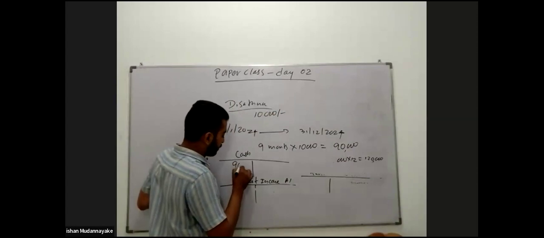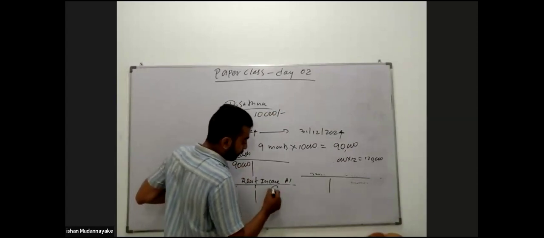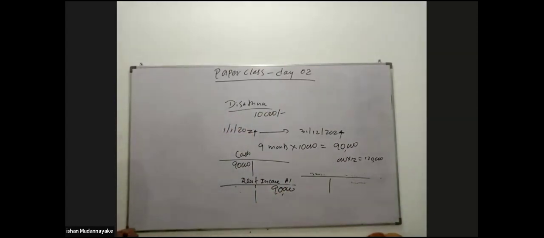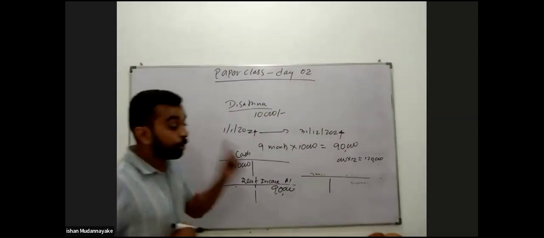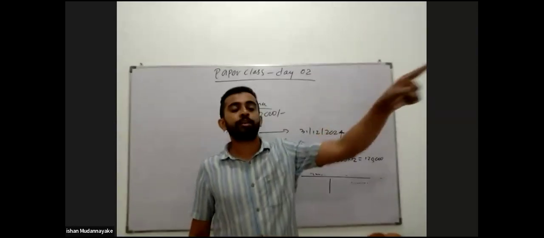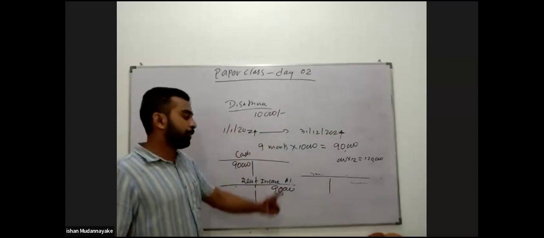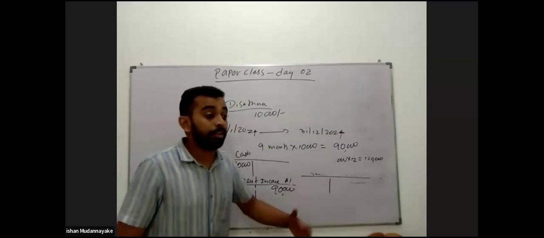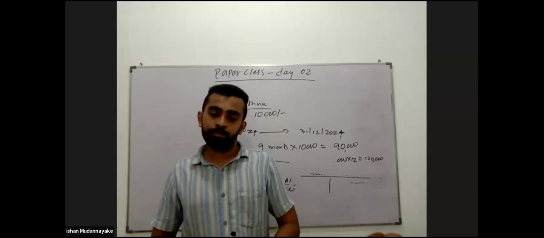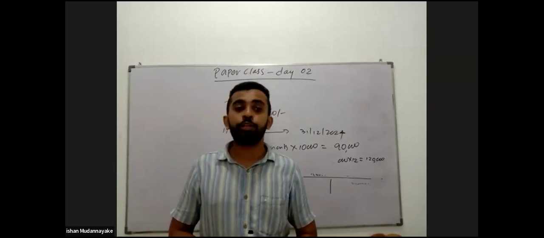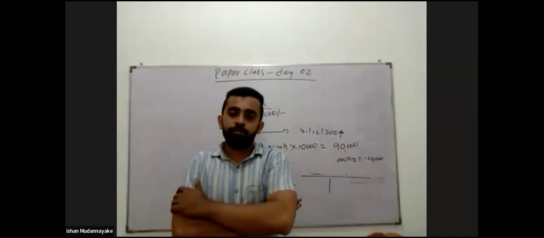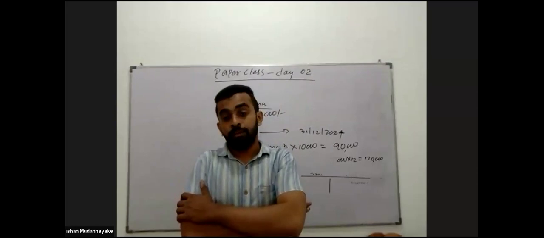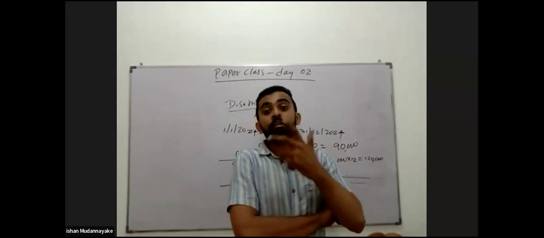Cash book debit 90,000, rent income account credit 90,000. But according to the accrual concept, the relevant income for the period should be recorded. Relevant amount for the period is 120,000, but the received amount is 90,000, so another 30,000 needs to be collected. Anyway, you need to record 120,000 in the profit and loss statement. But the collected amount is only 90,000, so that 30,000 you need to record as rent receivable.